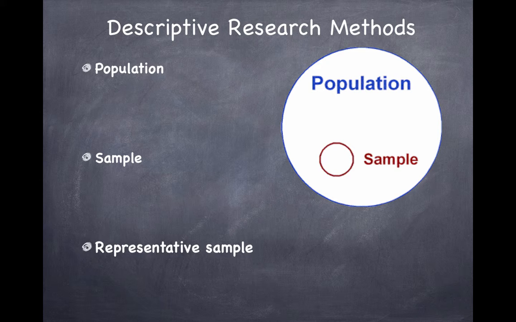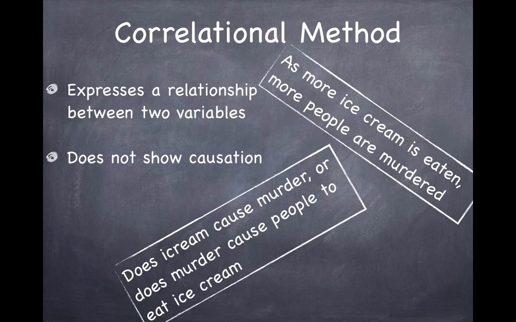Now, there is another method of research. It's called correlational. And I'm going to try to go through this as carefully as I can, because this is sometimes a little difficult to understand. Correlational expresses the relationship between two variables. It doesn't show cause and effect. You don't say that this is caused by that in a correlational method.